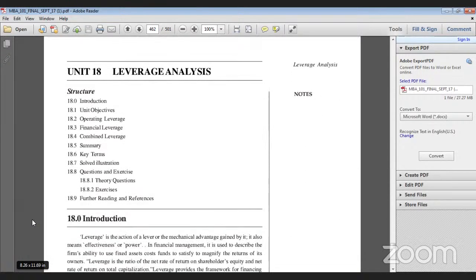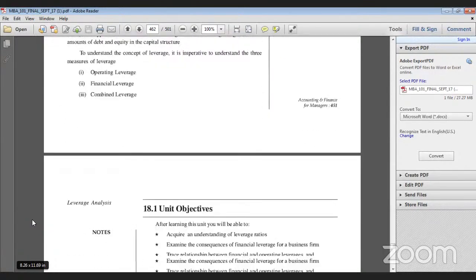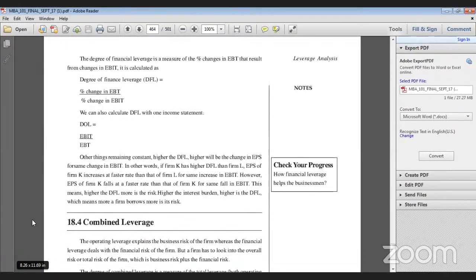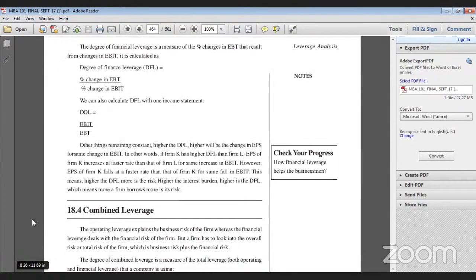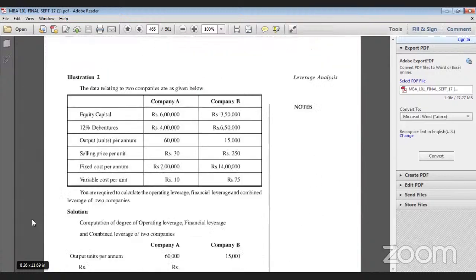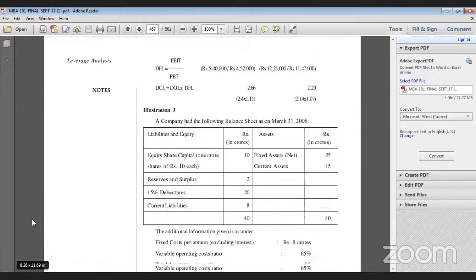After that, leverage. Leverage is operating, financial, and combined leverage, which is given below. The three different formulas we can calculate very easily. We just go through it.